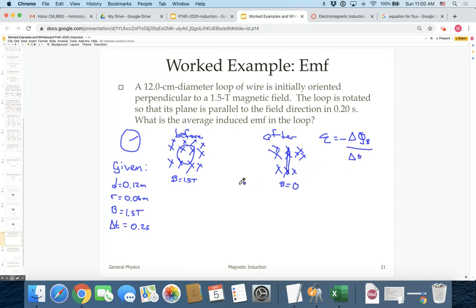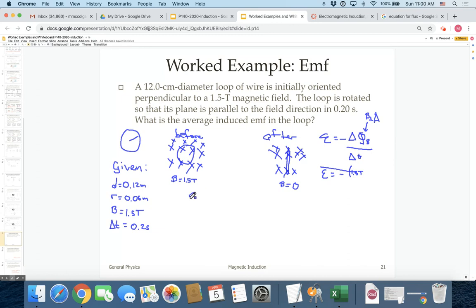Okay, so if I want to plug that in, a negative. And so what's phi? I know phi is equal to B times A. So this is B perpendicular to A, right? And so I'm going to have BA. So my BA is going to be 1.5 Tesla times my area. Let me write this down here just because I need more room.